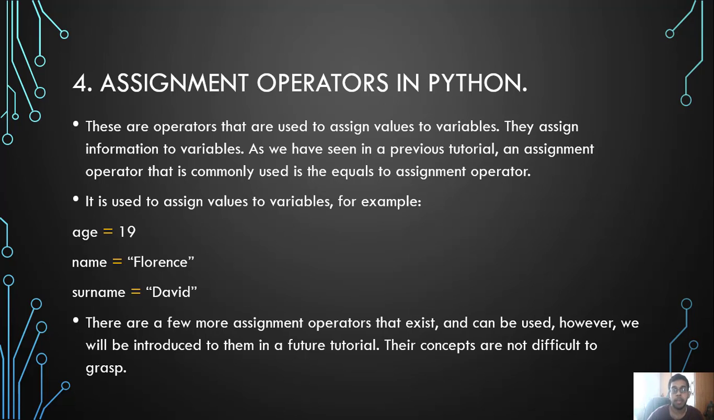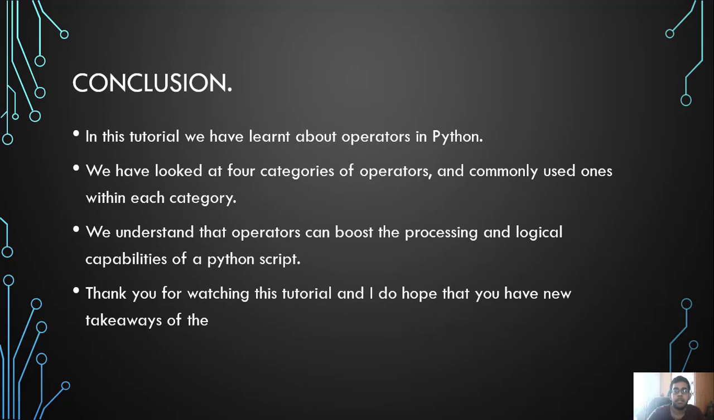Number 4. Assignment operators in Python. These are operators that are used to assign values to variables. They assign information to variables. As we have seen in a previous tutorial, an assignment operator that is most commonly used is the equals to assignment operator. It is used to assign values to variables. For example, age is equal to 19, name is equal to Florence, surname is equal to David. There are a few more assignment operators that exist and can be used. However, we will be introduced to them in a future tutorial. Their concepts are not too difficult to grasp.